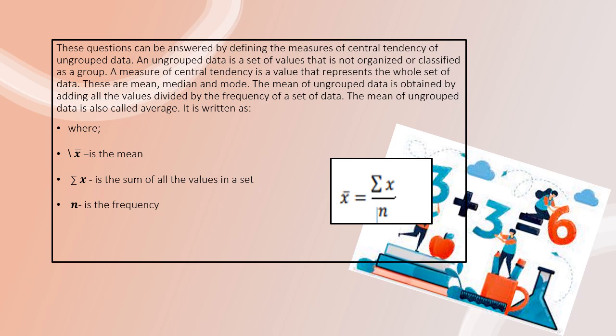The question can be answered by defining the measure of central tendency of ungrouped data. An ungrouped data is a set of values that is not organized or classified as a group. A measure of central tendency is a value that represents the whole set of data. These are mean, median, and mode. The mean of ungrouped data is obtained by adding all the values divided by the frequency of the set of data. The mean of ungrouped data is also called an average. It is written as x bar, where that is a symbol for mean, sigma x is the symbol for summation, the sum of values in a set, and n is the frequency. So that is the formula for our mean.